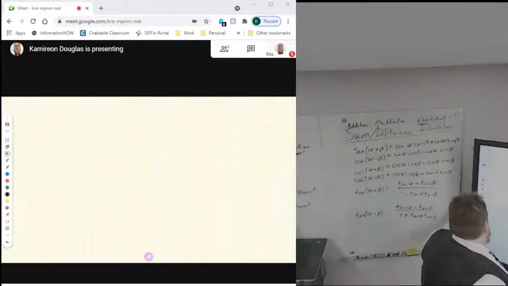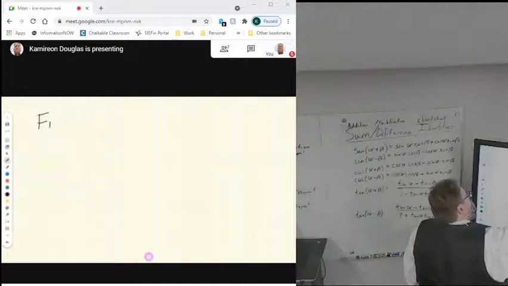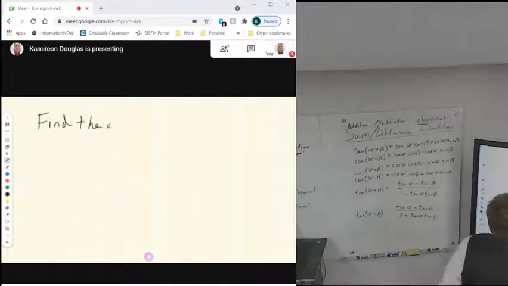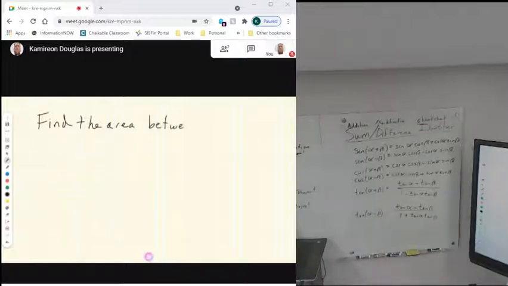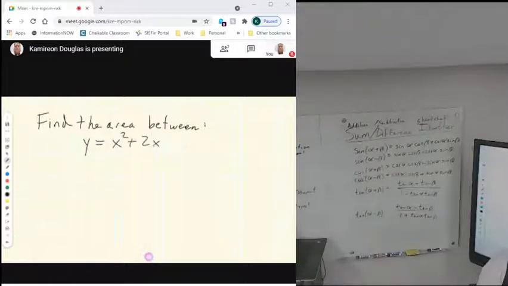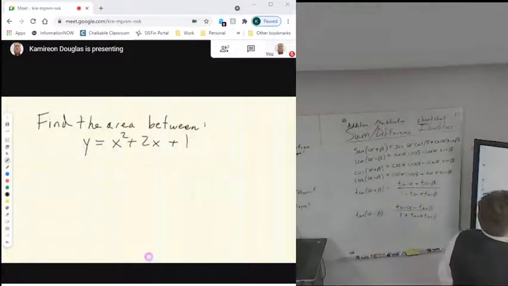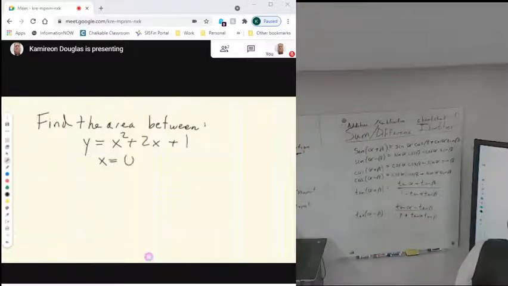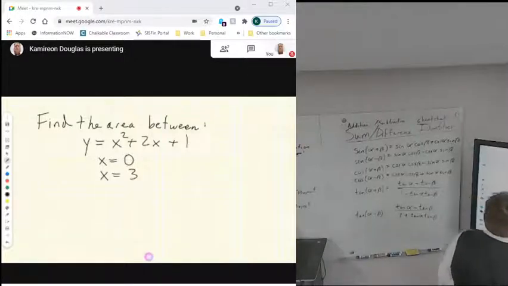So what we're going to do, we're going to find the area between three distinct things. A curve, something like y equals x squared plus 2x plus 1. And then we have to describe the boundaries around this piece. So I might say something like, hey, on the left-hand side, when the x value equals 0. On the right-hand side, when the x value equals 3. And then typically we want to declare an axis like the x-axis.